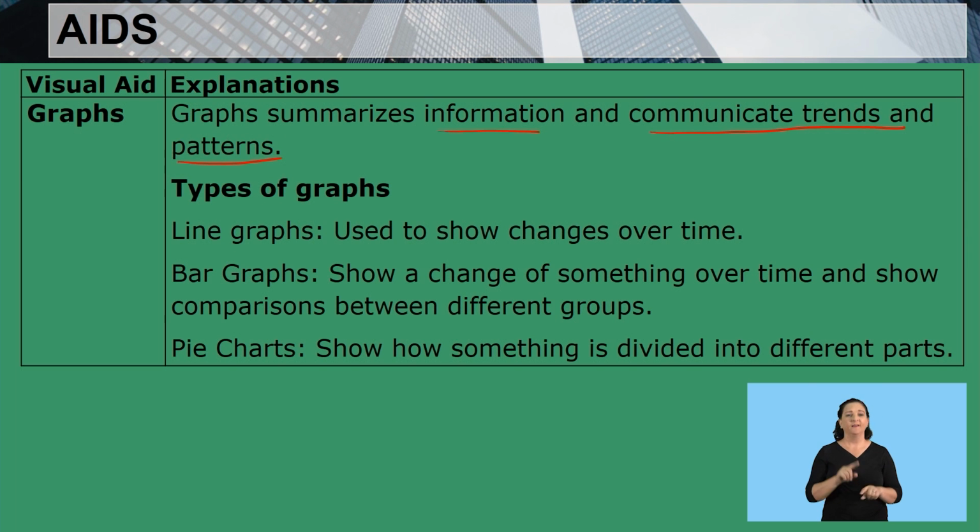We've got different types of graphs. We've got a line graph, which is used to show changes over time. This can be a line graph. I'm not good with drawing, but you understand. So we're having a line graph like that, right?